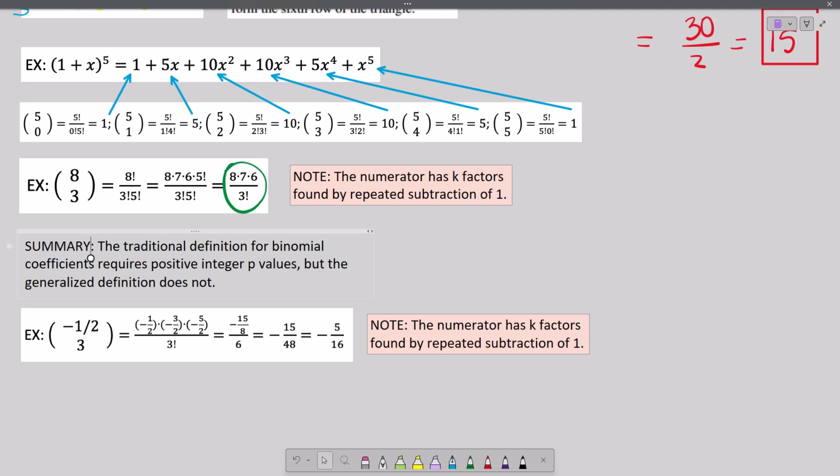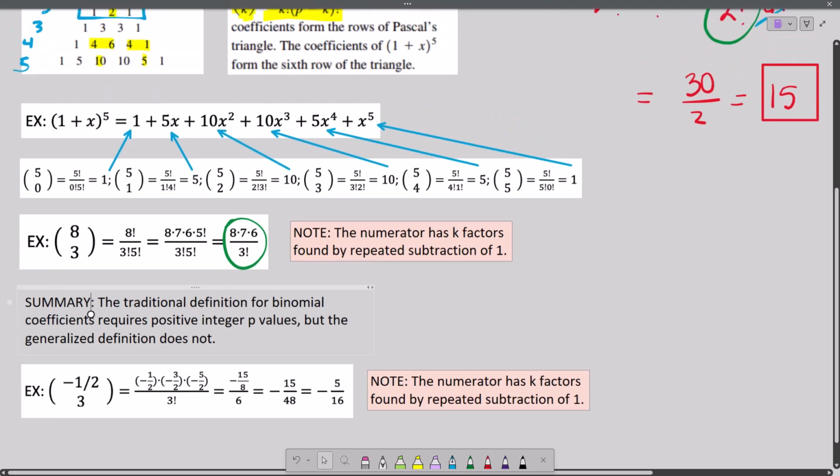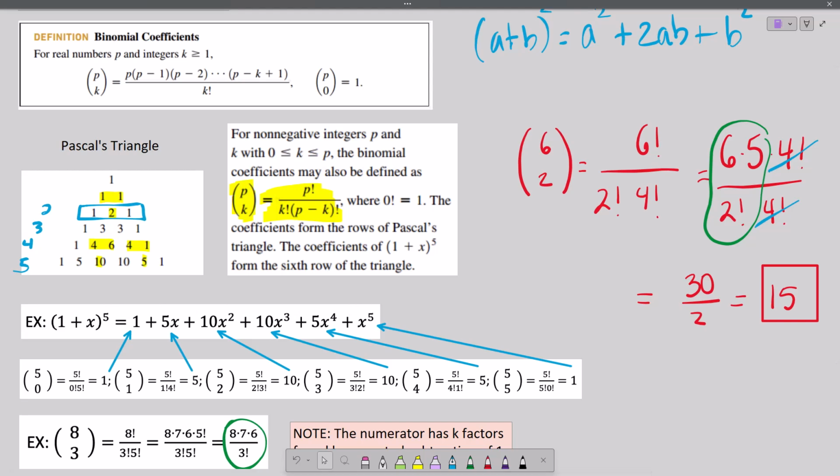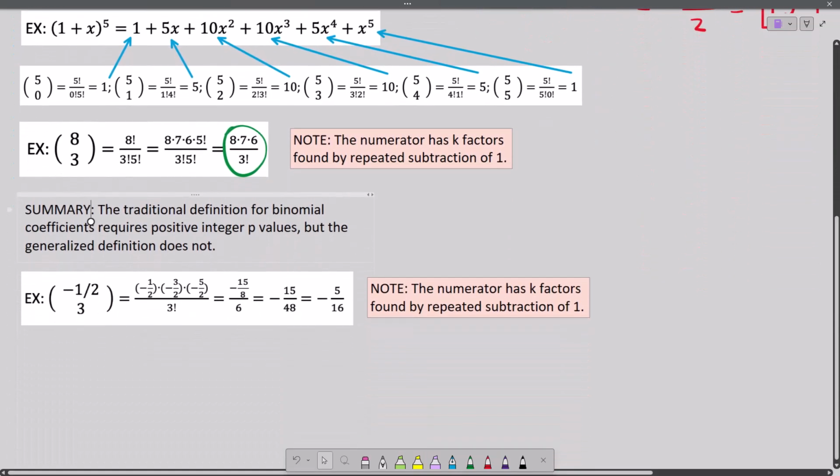And the pattern is that you do repeated subtraction of 1 until you have this number of factors, 3 in this case. Up here, I have a 2 down here, so you can imagine this as 2 factorial, and then in the numerator we start with the 6 and we do repeated subtraction of 1 until we have 2 factors. So we have this pattern that we are going to take from the simplified form of the binomial coefficient.